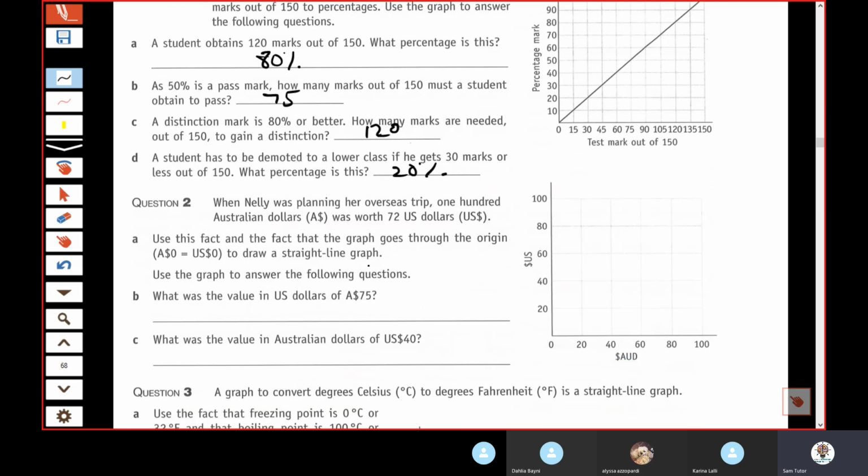Let's have a look at currency conversions. When Nellie was planning her overseas trip, 100 Australian dollars was worth 72 US dollars. So 100 Australian was 72, we'll go somewhere there, 72 US, all right? Use this fact and the fact that the graph goes through the origin, so it starts from here, to draw a straight line graph. Well, come on, let's join the two together, right? That's all you can do.